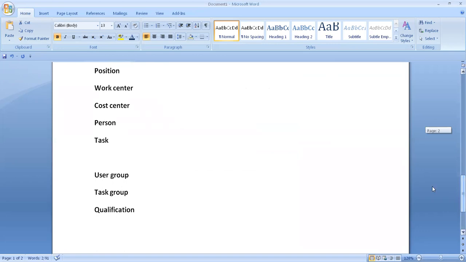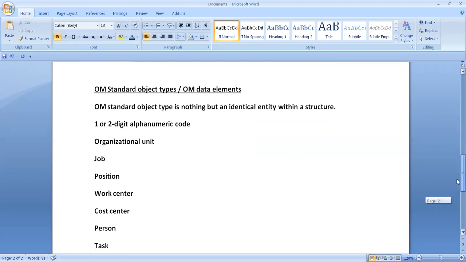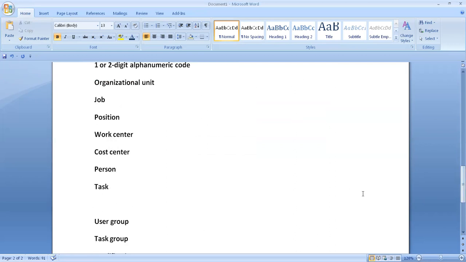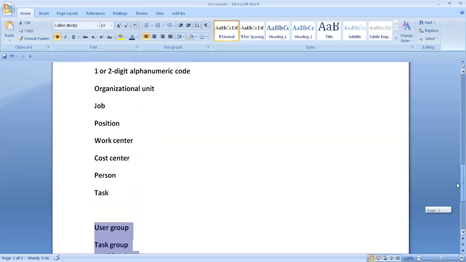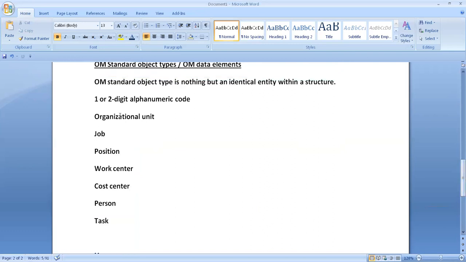Now, other things are there: user group, task group, the qualification. These are also object types like these, but these are standard and some of them are mandatory, like this is mandatory, this is mandatory, all these things. So at minimum you have to understand these many objects. There are a lot of other objects, but they are not very important. You can create custom object types also, that's a separate question.